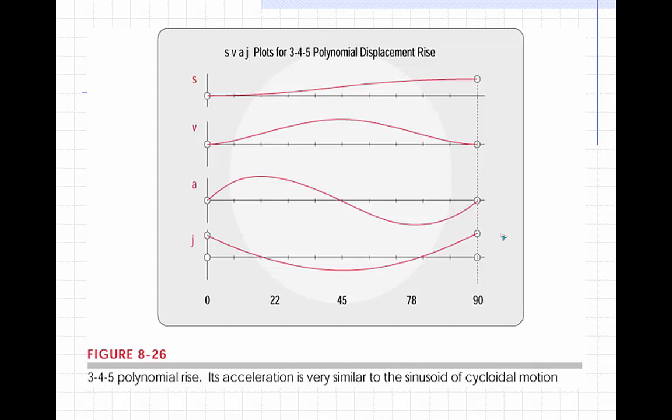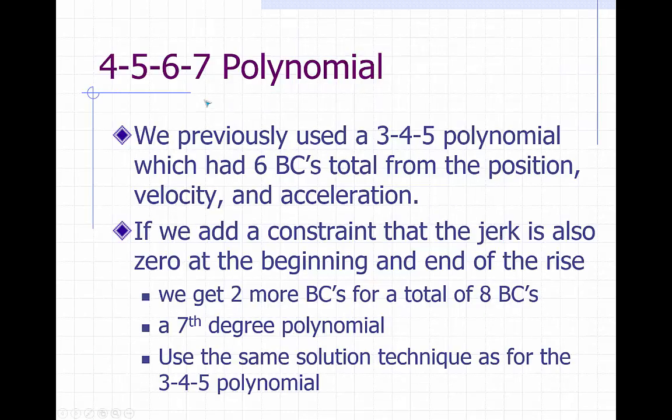But what we're going to do now is we're going to expand a polynomial and do a design that's slightly different. In this case, we're going to do a 4, 5, 6, 7 polynomial CAM design. We previously used a 3, 4, 5 polynomial, which had 6 boundary conditions total from the position, the velocity, and the acceleration. If we add a constraint that our jerk also be 0 at the beginning and end of the rise, we'll get 2 more boundary conditions for a total of 8 boundary conditions.